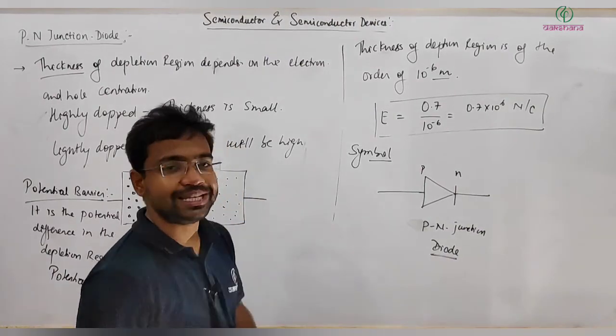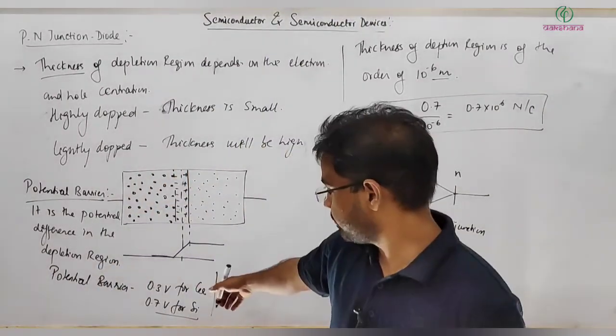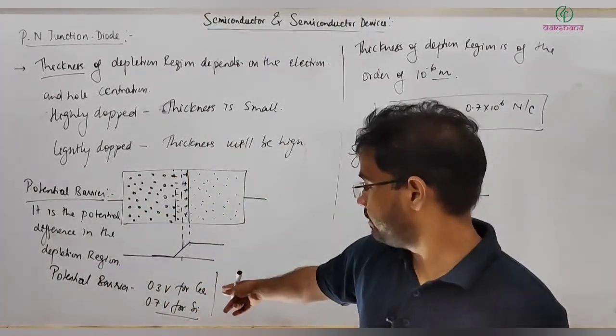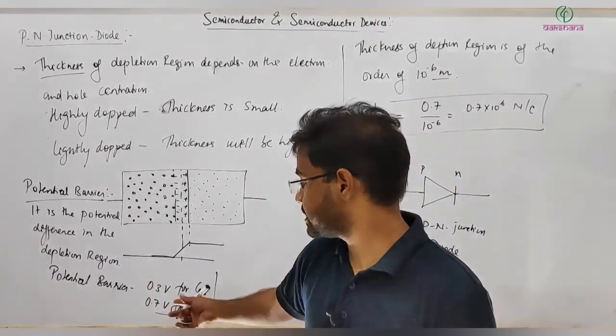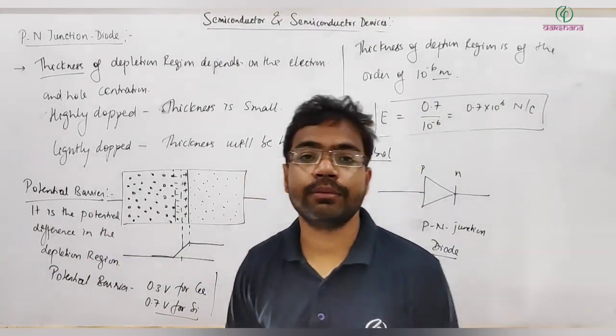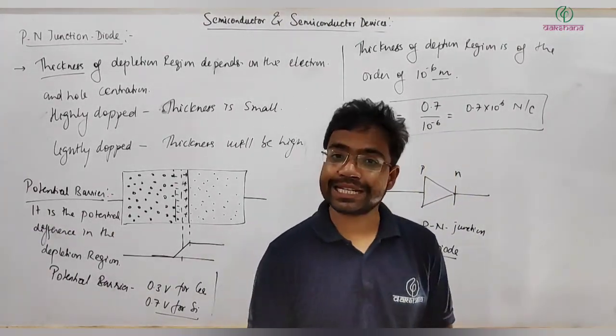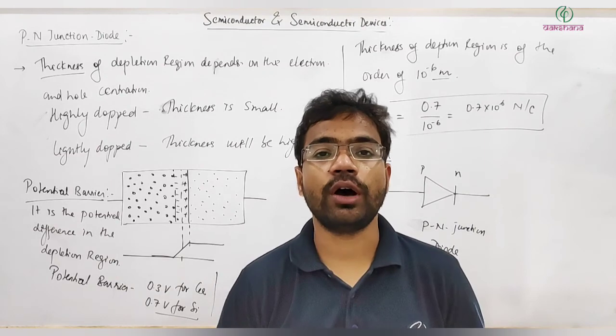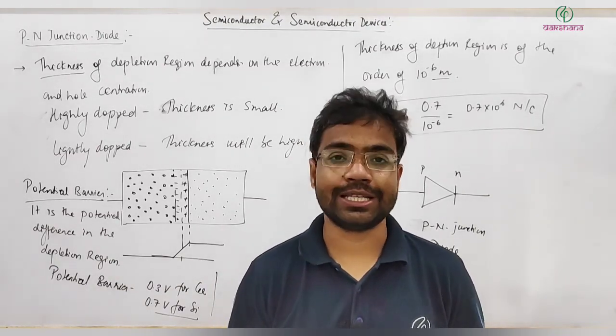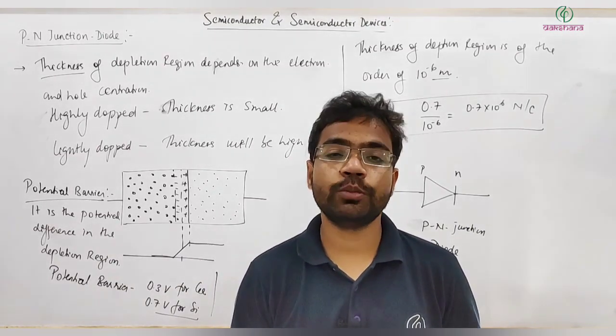Now we understood the potential barrier, that is roughly 0.3 volts for a germanium PN junction, and if it is made of silicon then it will be roughly around 0.7 volt. The thickness of the depletion region depends on the doping concentration, or whether it's highly doped or lightly doped.